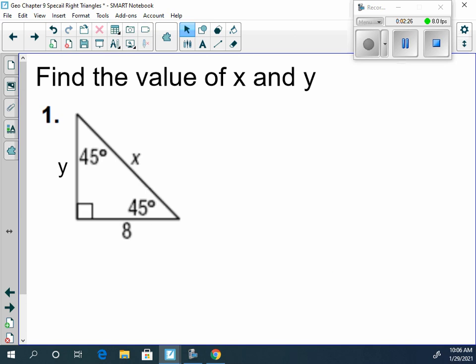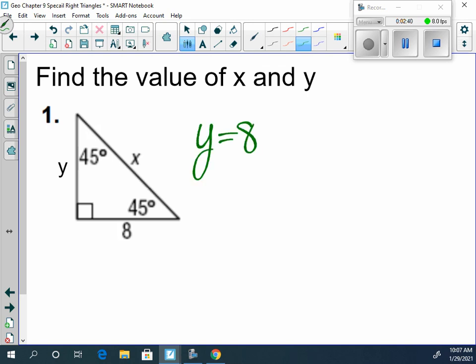So if I look at this one here, what are we going to be doing? What do I need to do to find the two values? Y is going to be 8. Why? The sides opposite the 45 degrees are going to be equal. The sides opposite 45 degrees are always going to be equal. Since one of them is 8, the other has to be 8. Now, what about the hypotenuse? Eight times the square root of 2.